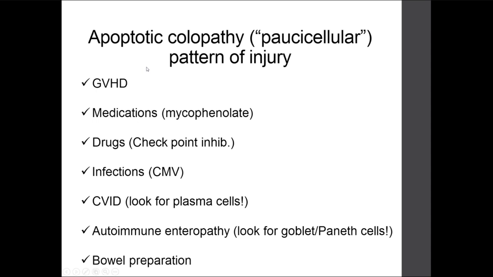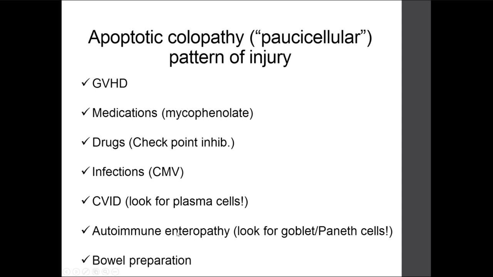These three entities fall into the category of apoptotic colopathy pattern of injury. The first case was GVHD, the second one was mycophenolate, and the third case was a checkpoint inhibitor. Other things that can present this way are infections, particularly CMV, and CVID, common variable immunodeficiency. I will warn you, look for plasma cells. It doesn't mean that all patients with common variable immunodeficiency will not have plasma cells, but many times they are reduced. If they are normal, we won't be able to pick out those cases, but sometimes they are absent, so it's worth checking for plasma cells in the lamina propria.